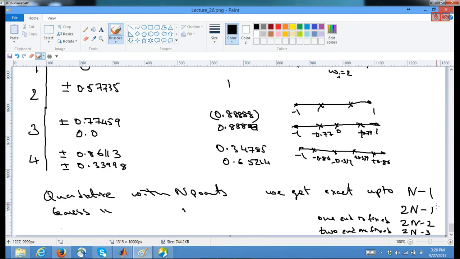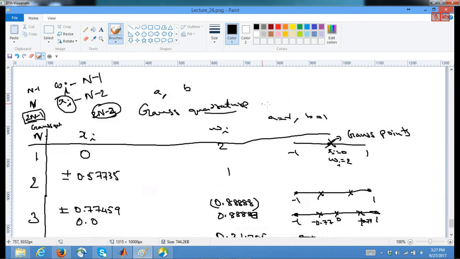So in general, we use normal Gauss points where the endpoints are not fixed. That means your end need not be chosen. In this case, what we have done is the point is not chosen to be this endpoint or the other endpoint. We kept it optional. What I have presented here is the Gauss quadrature table without endpoint constraints.